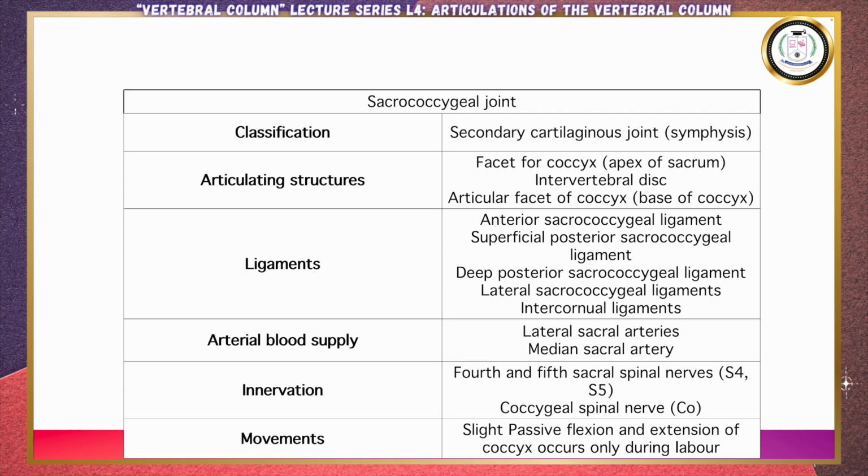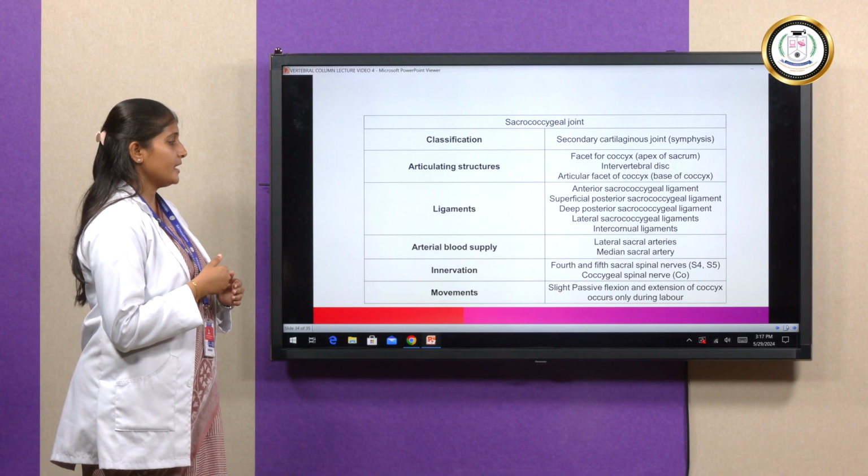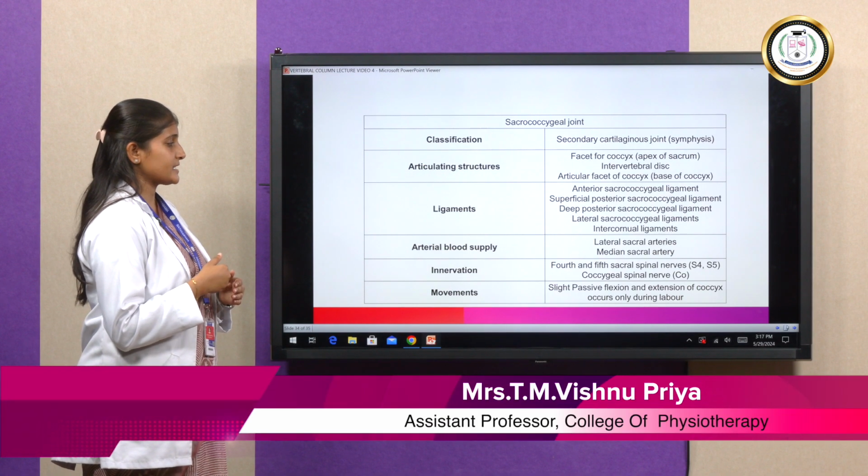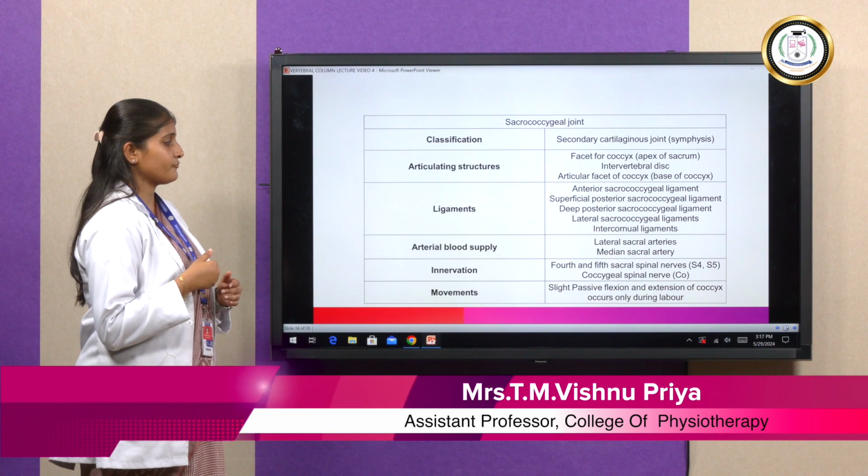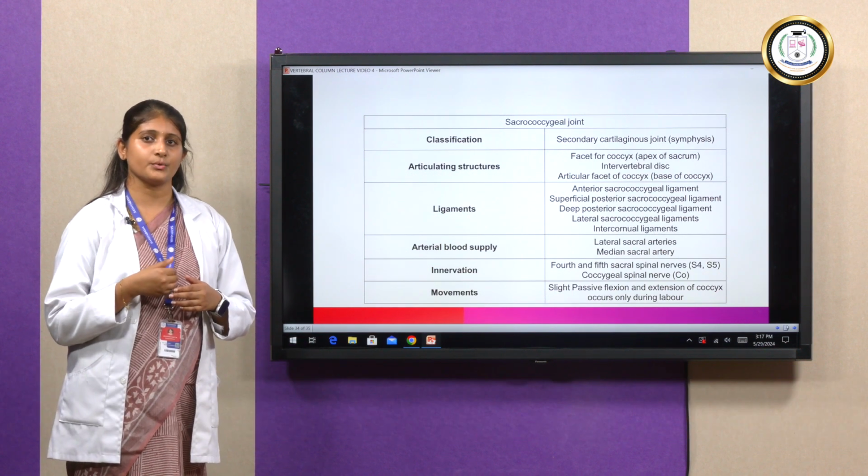Then the nerve supply is through the spinal nerves from S4 to S5, and this sacrococcygeal joint has very limited movement. It has only slight passive flexion and extension of the coccyx. It especially occurs during labor.